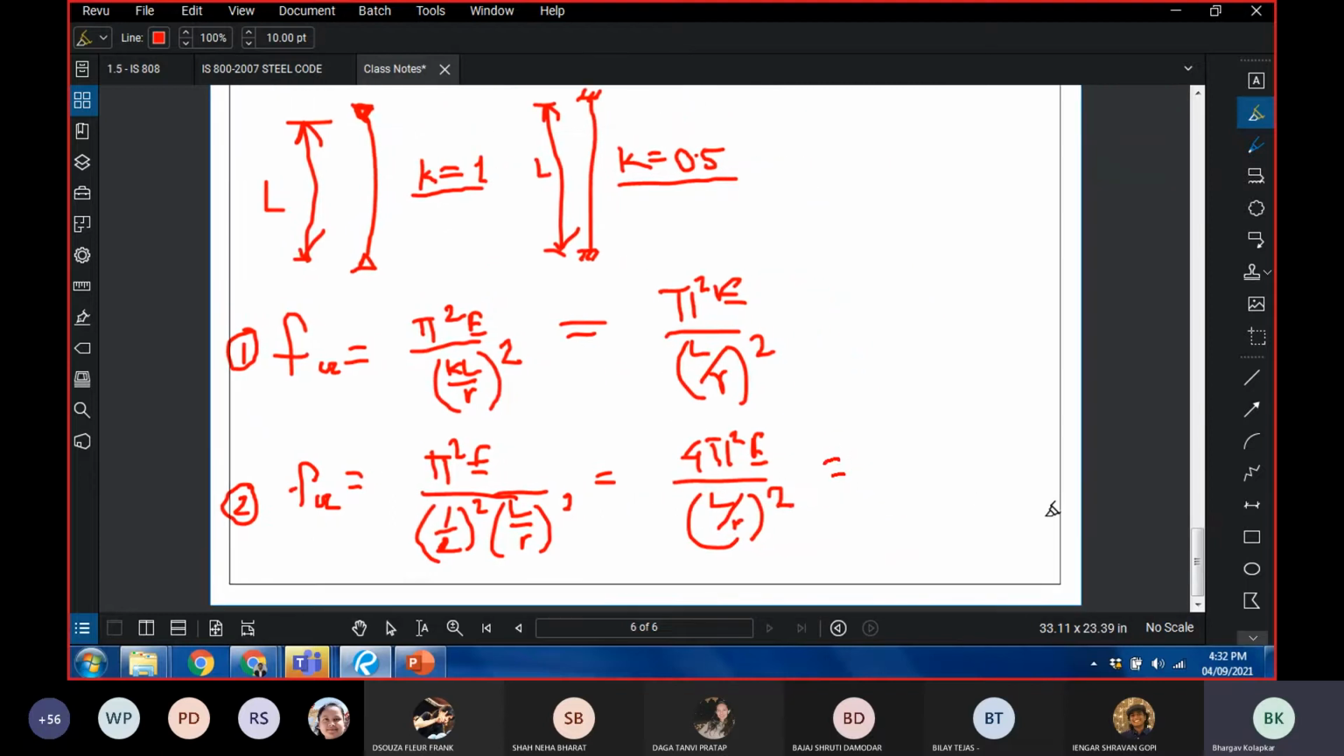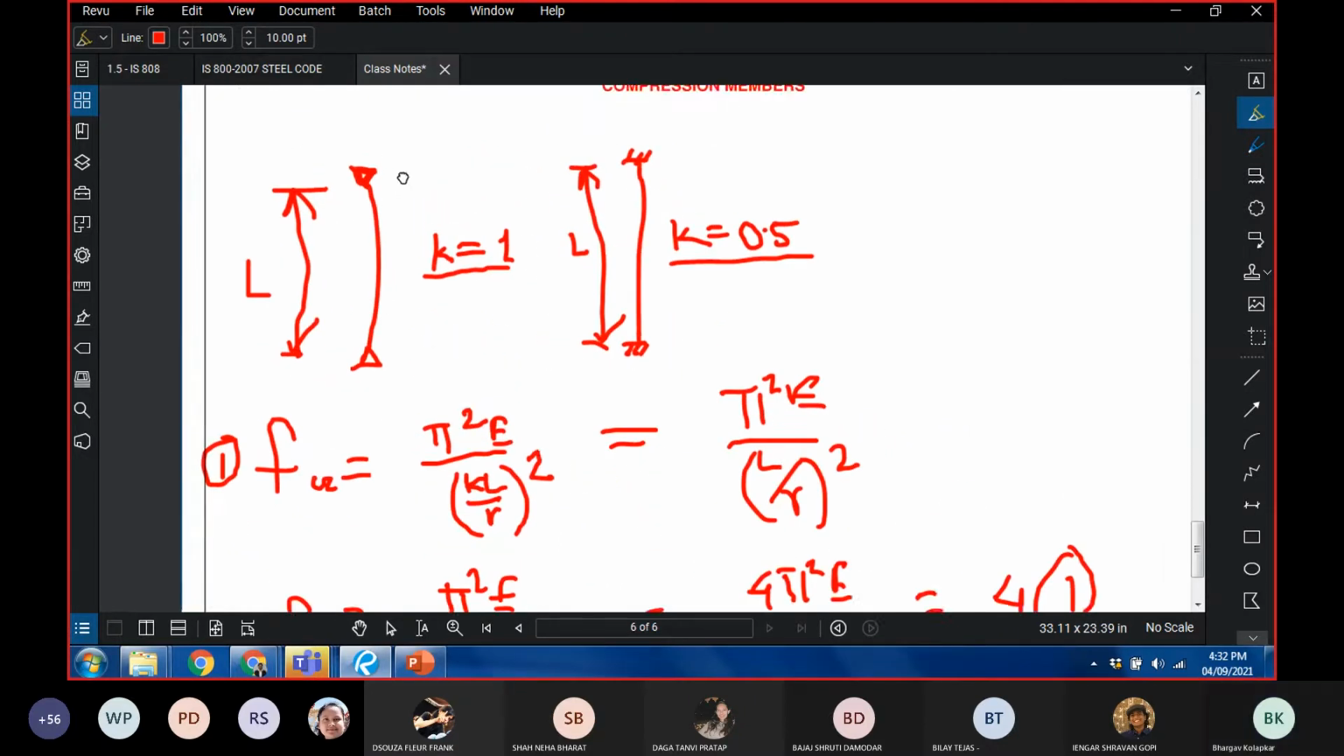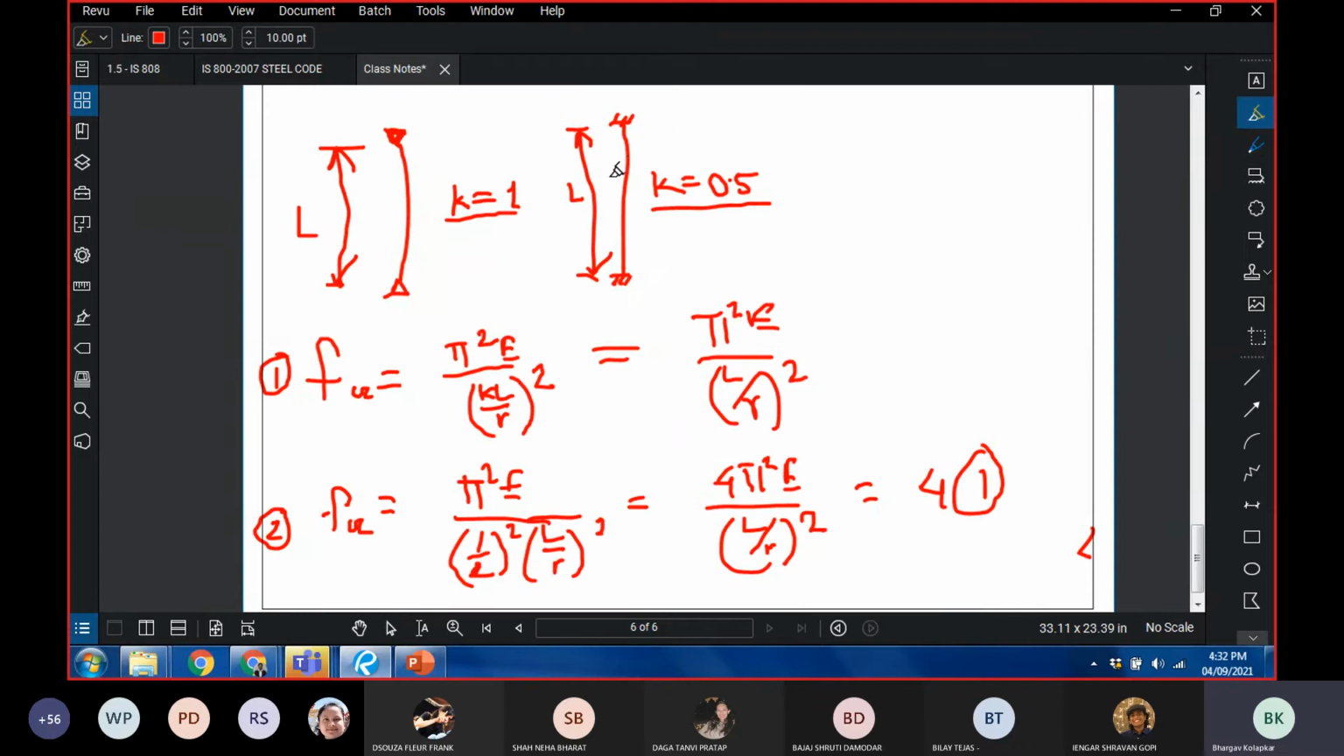So this is equal to 4 times of the capacity that we get using pin supports. So just by changing our supports from pin to fixed without changing anything else, without changing the length, the material, the cross section, our load carrying capacity is 4 times that of a pin-ended column. So that is how much the support conditions can impact the load carrying capacity or the strength of compression members. And that is why it is extremely important that we understand the effect of end restraints on the strength of compression members.